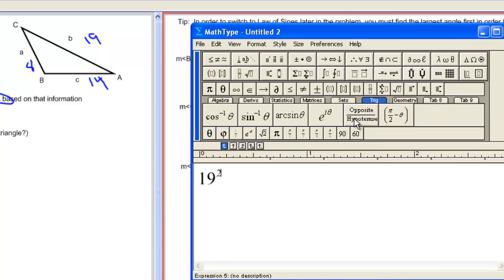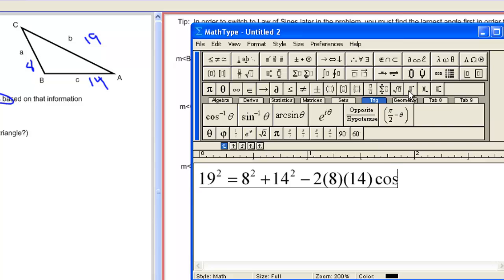I want to find angle B. Opposite of angle B is little b, and that's 19. So 19 squared. I remember this starts like the Pythagorean theorem. So that's going to be 8 squared plus 14 squared, minus 2 times 8 times 14 cosine of B.